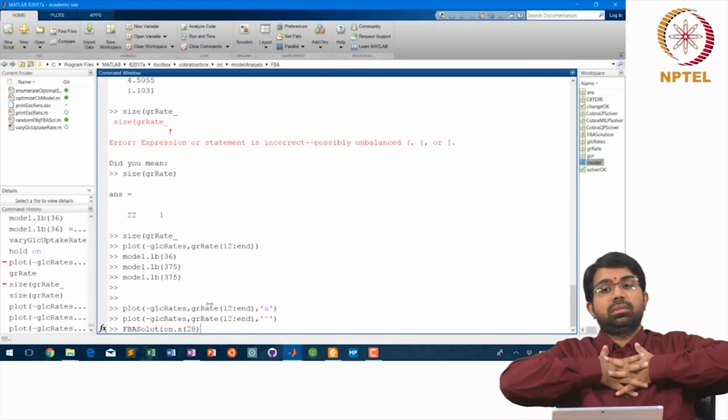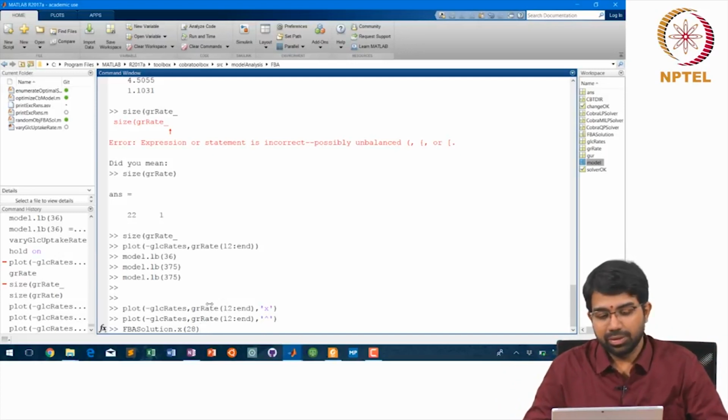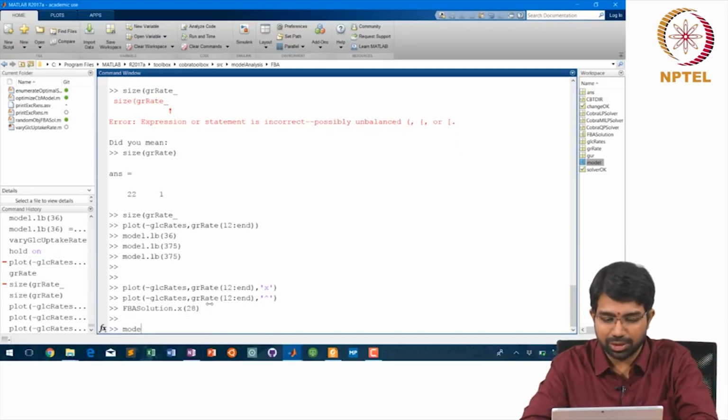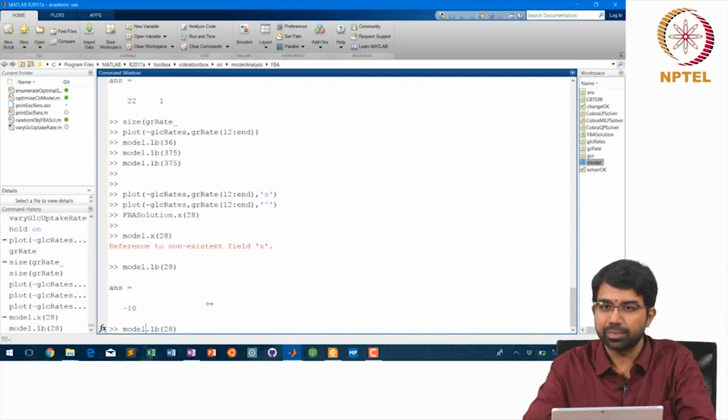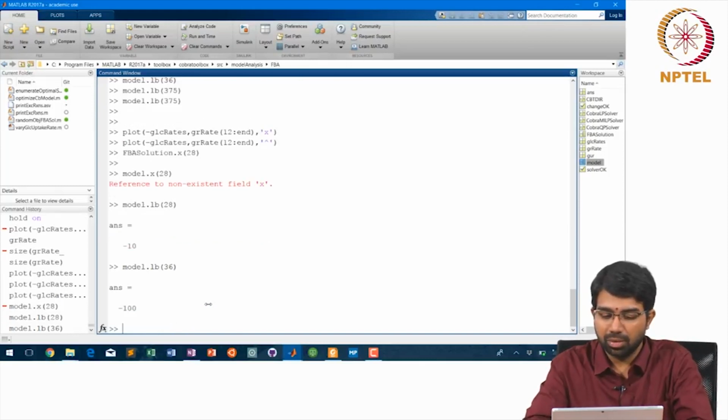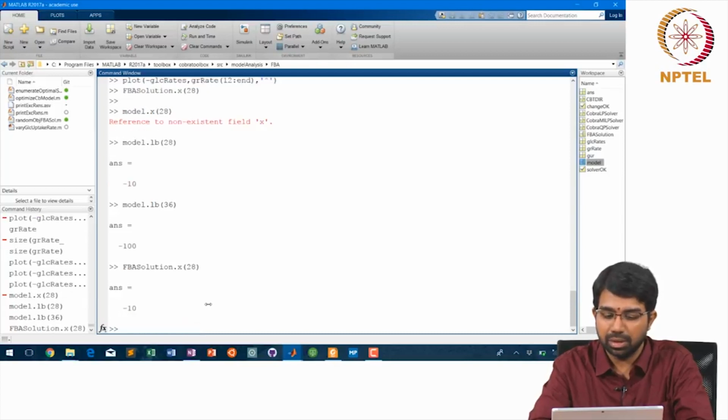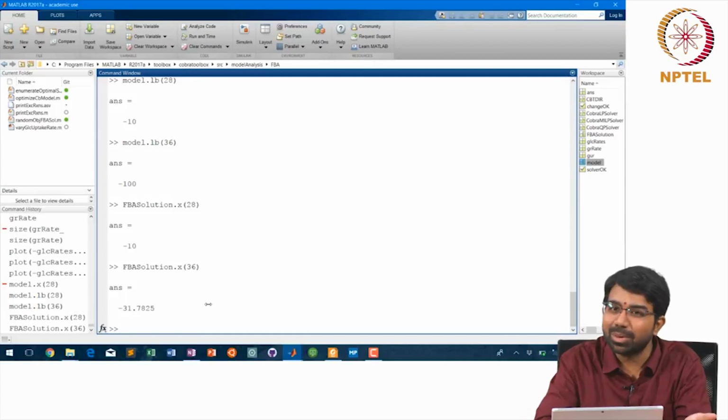Glucose is -10. Wait, let us first check what model.x 28 is, because we have been playing around with the numbers. Oh sorry, model.LB 28 is minus 10, right. Model.LB 36 is minus 100. What is FBA solution.x 28? Minus 10. FBA solution.x 36, that is the lower bound, right.